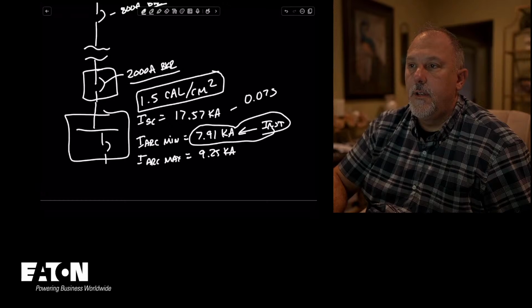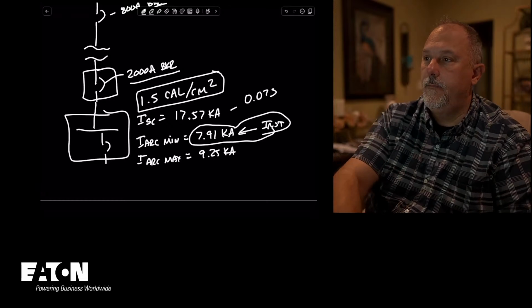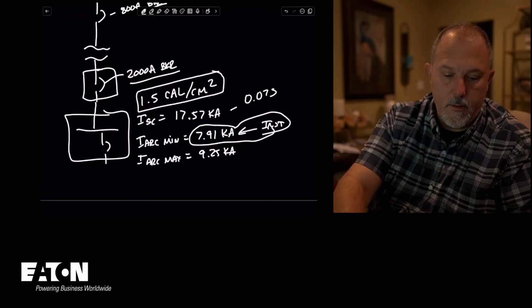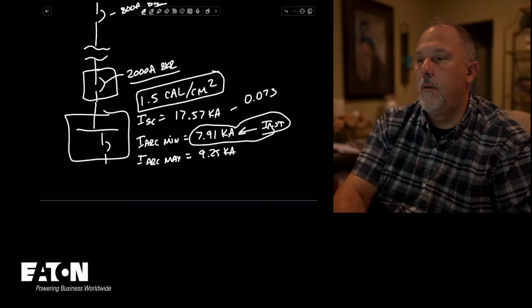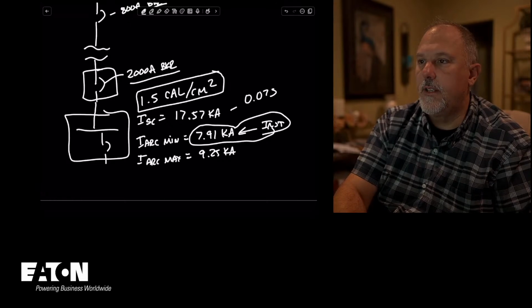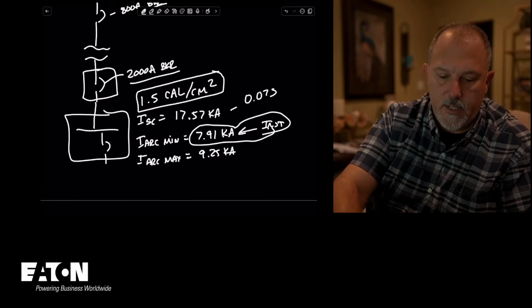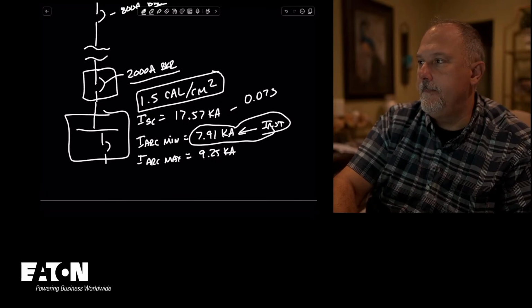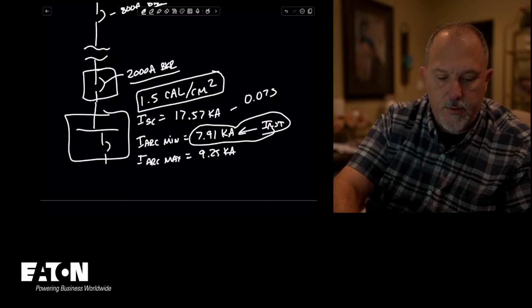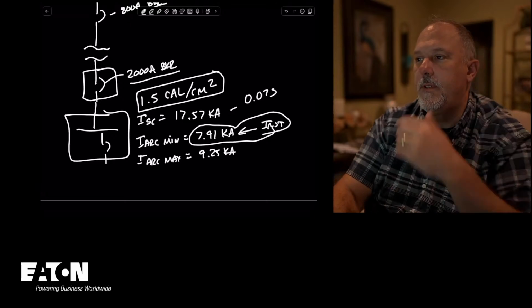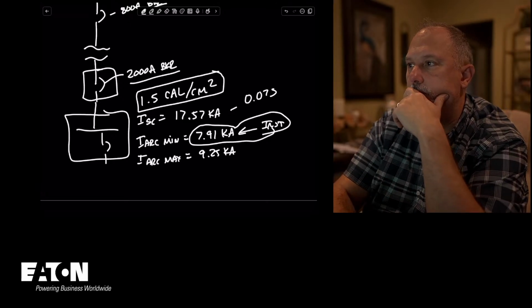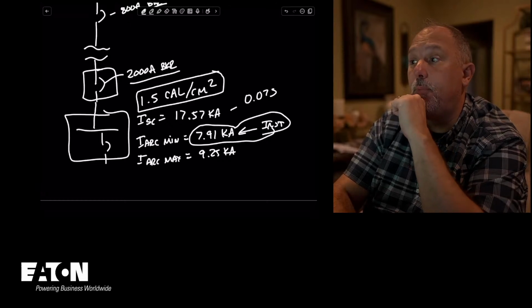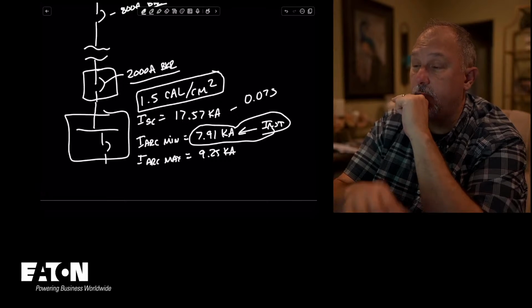Let's go 0.03. Let's do 17.57, 0.03. Oh, Control Z. That's 0.07. 17.57, 0.03. That would give me, look at that. That takes it down to 0.6 calories per centimeter squared.